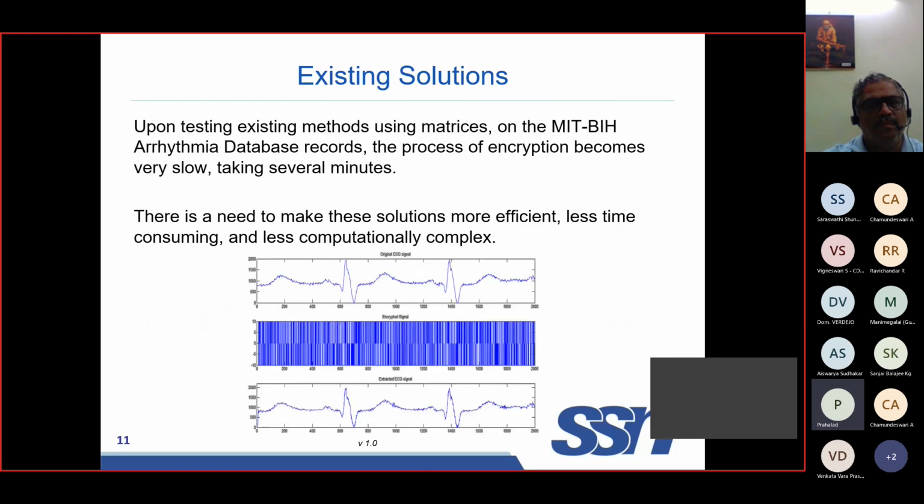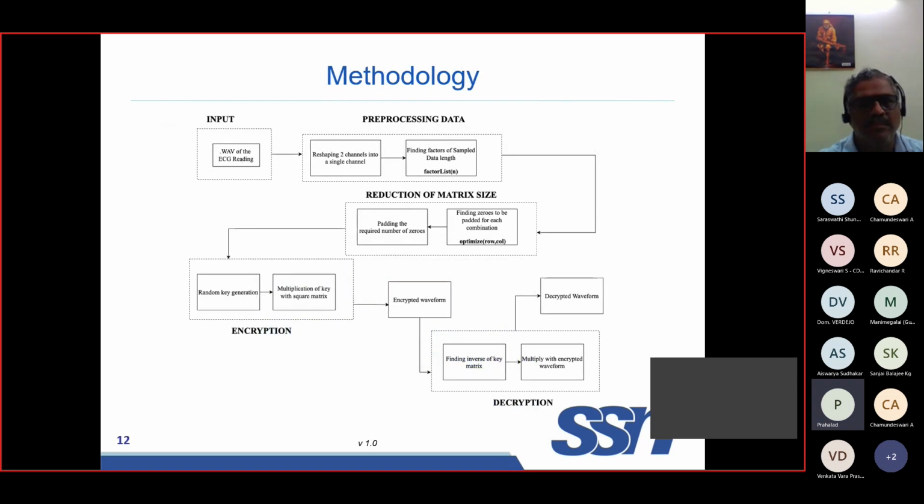We tested some existing methods on the MIT-BIH arrhythmia database records, and we found that whenever the ECG recordings become around half an hour long, the entire process of encryption and decryption is very slow. It takes around 15 minutes. And thus we propose a method to make the entire system less time consuming and less computationally complex. Our methodology is as follows.